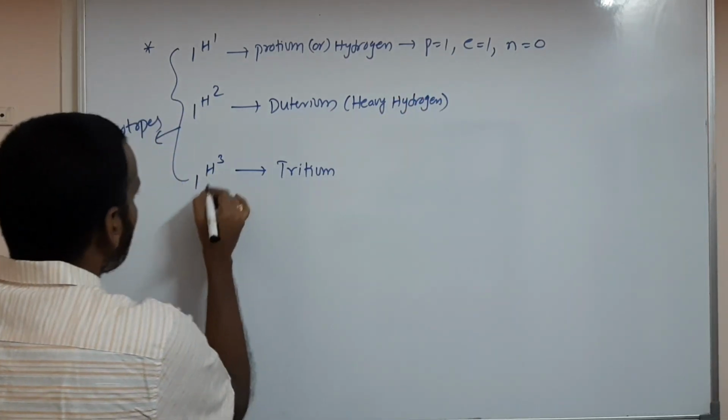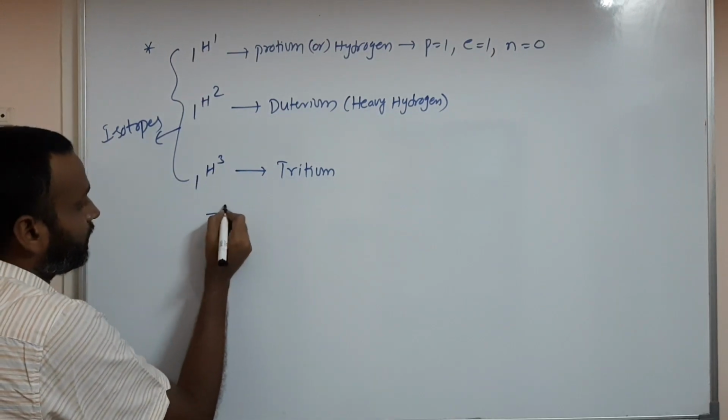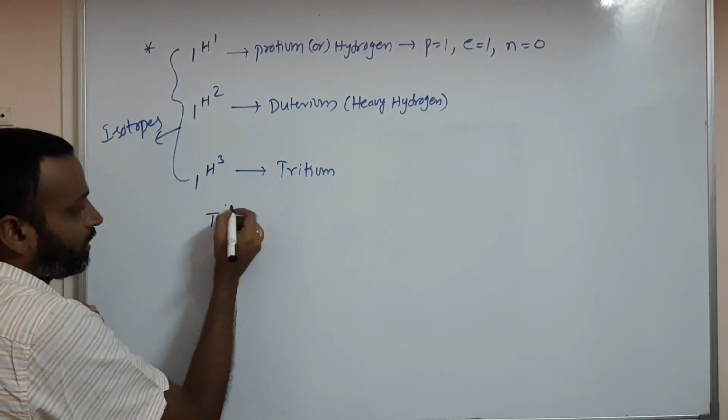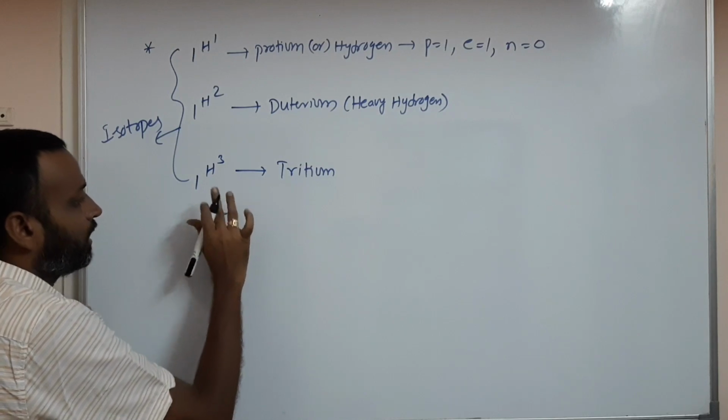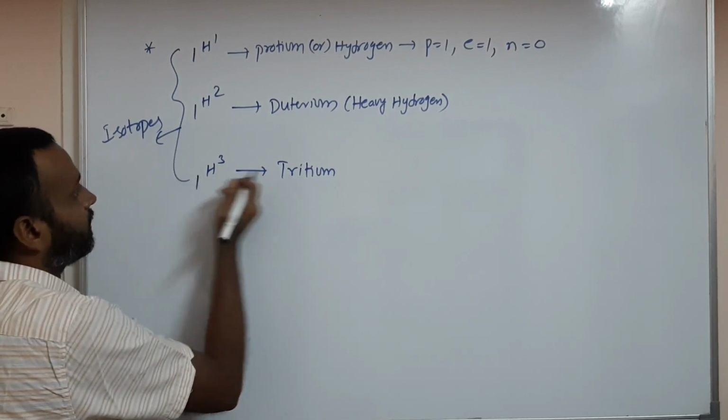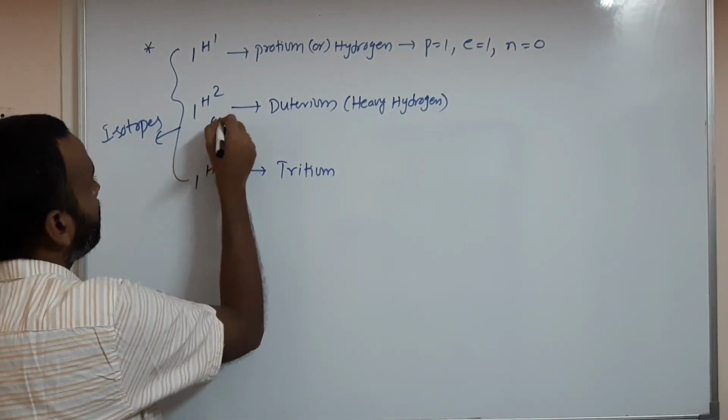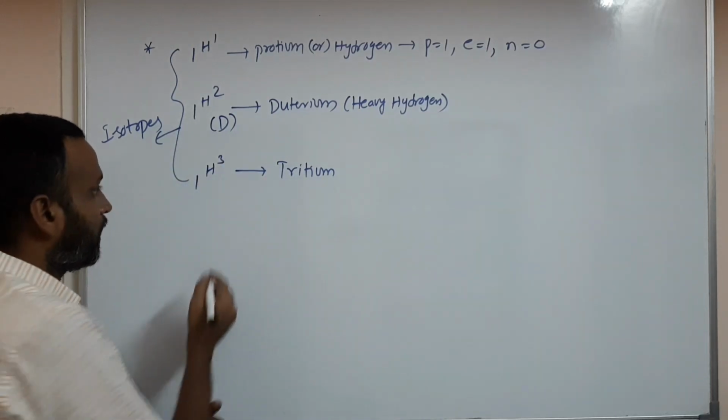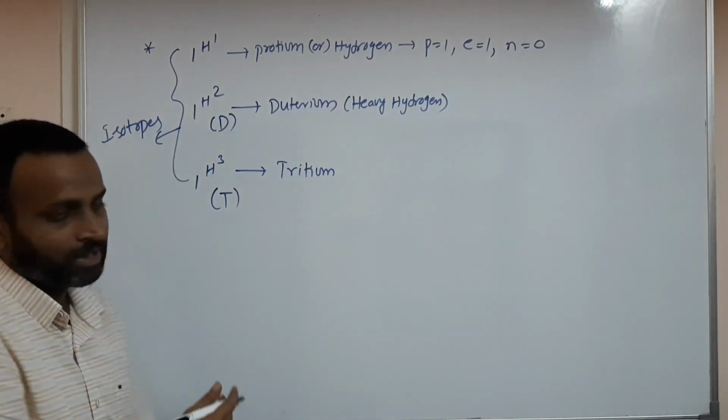Or you can call it tritium, T3 like that. Tritium, deuterium: D. 1H2 we can represent as D, and this 1H3 you can represent as T.